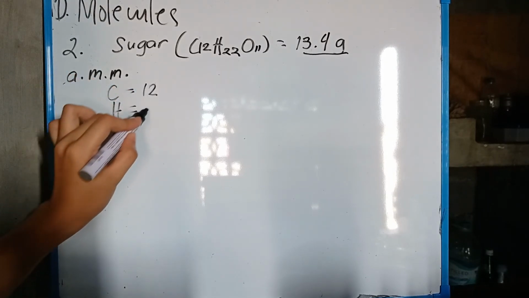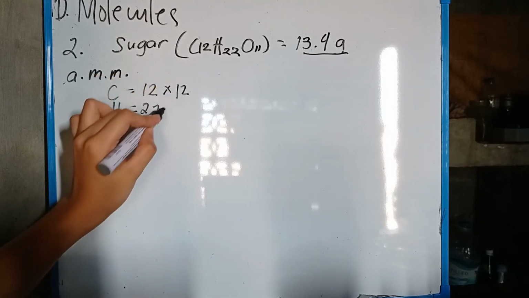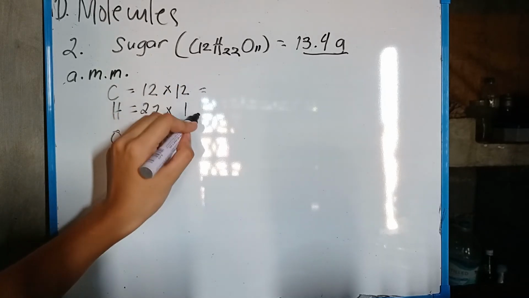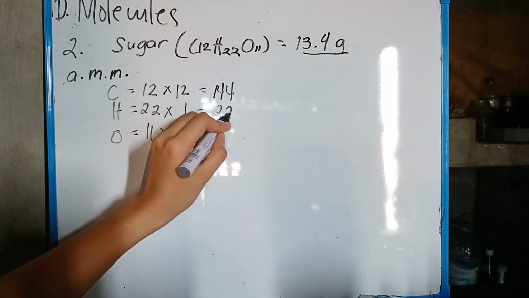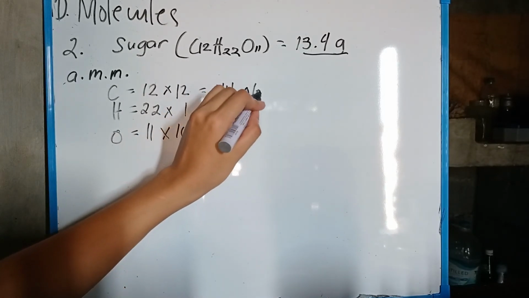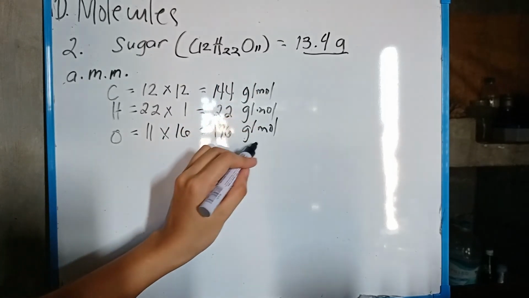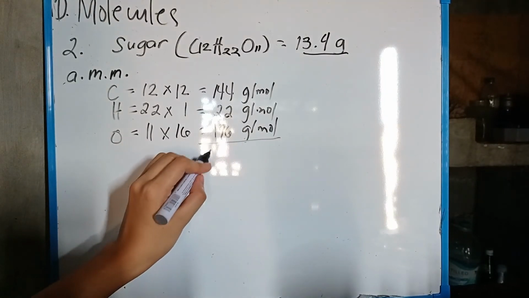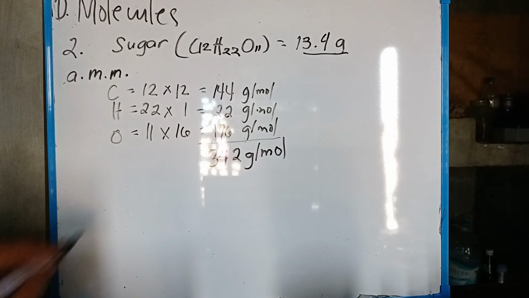So 12, 22, and 11. Our carbon is 12, hydrogen is 1, and our oxygen is 16. So 12 times 12 is 144, 22, and 16 times 11 is 176. So i-add na to ng tatlo ka atomic mass sa atong element. 144 plus 22 plus 176 is 342 grams per mole. So naa na tay molar mass.